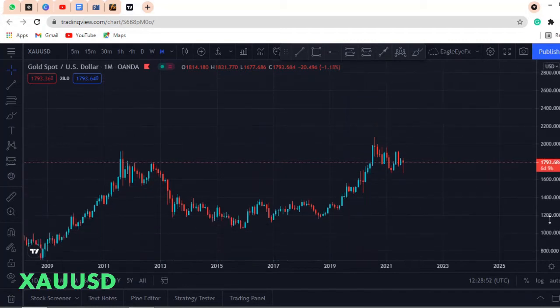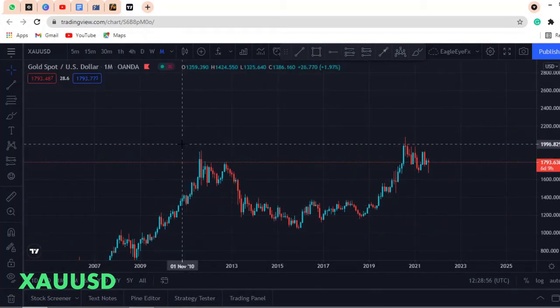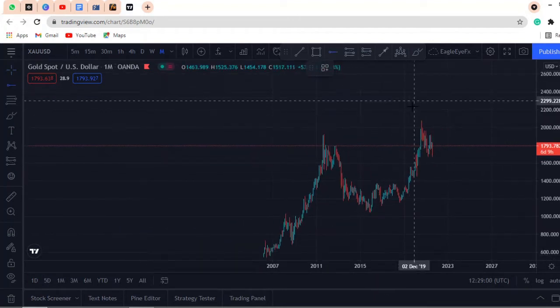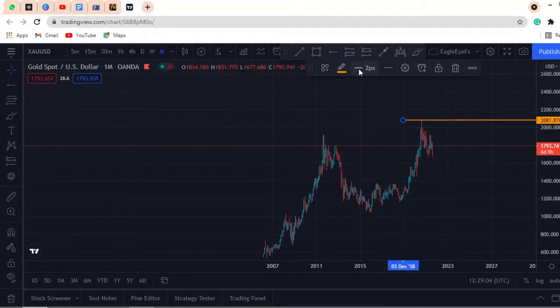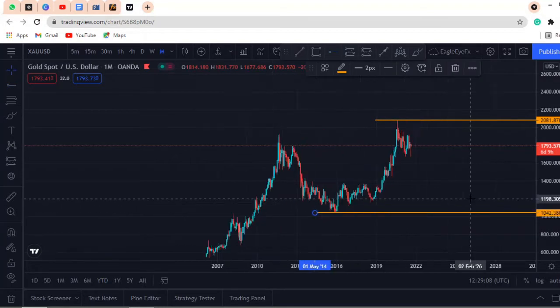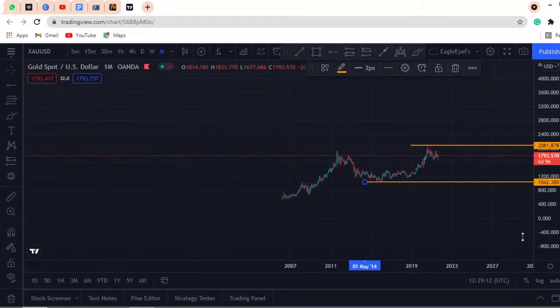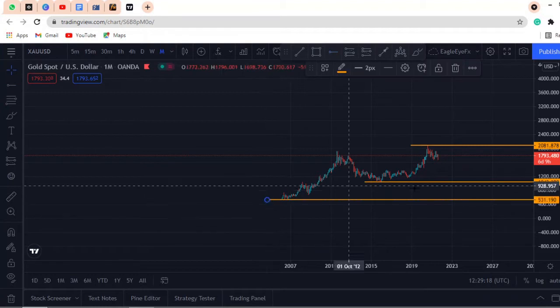Okay, so from the monthly time frame, you see something here. This is the highest on gold from the monthly time frame, and then this is the lowest that we've seen on gold from the recent low. Definitely the lowest is here. The lowest so far we can see somewhere around there.